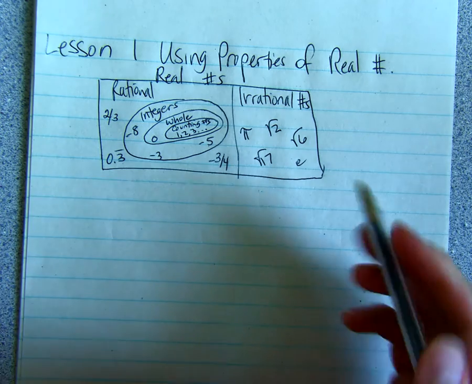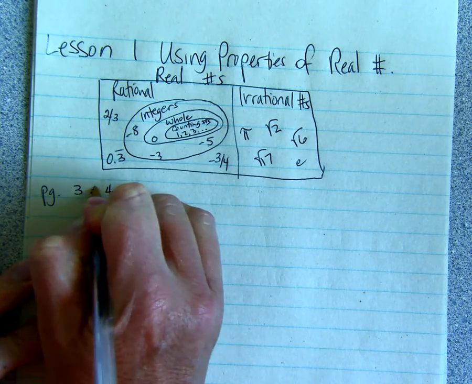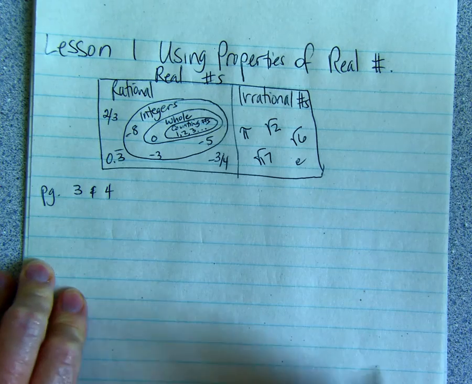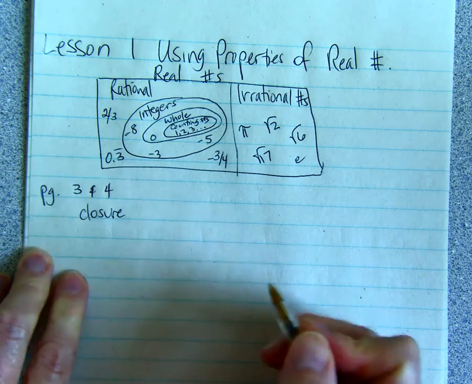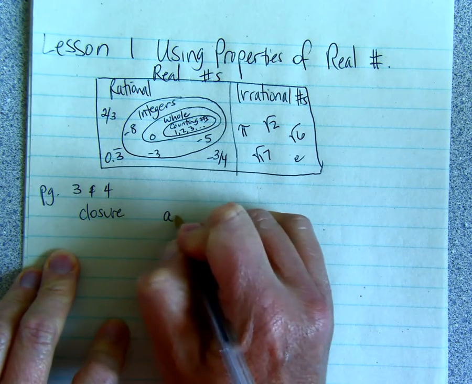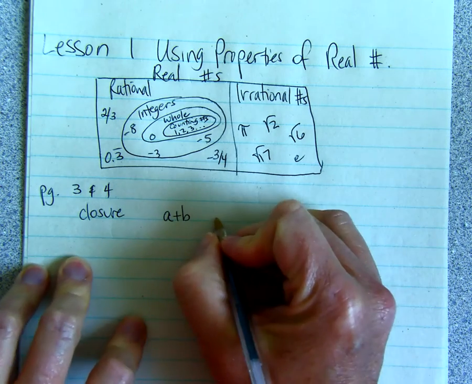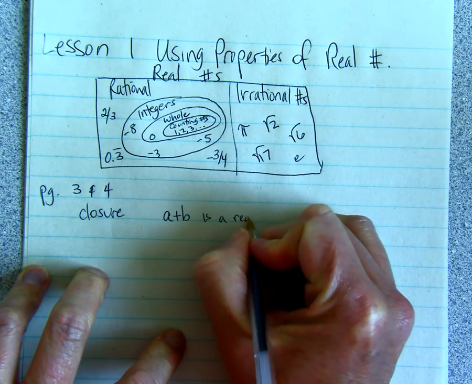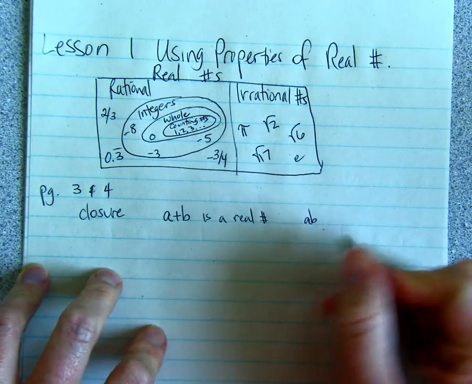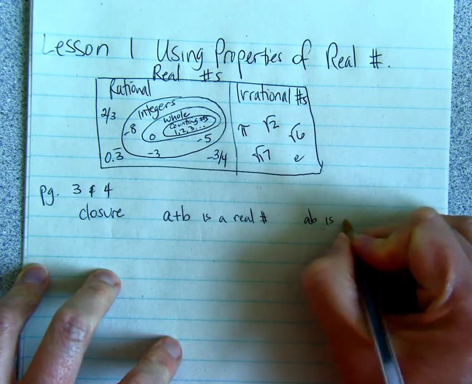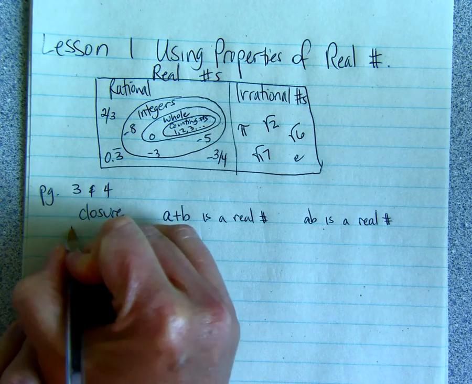Now there are some properties of real numbers, and we can find those on page 3 and 4 of our book. We have closure property of real numbers. The first one is closure, which just means if you add two real numbers, then their sum is a real number. Or if you multiply two real numbers, A and B, then their product is a real number. That's just called closure.